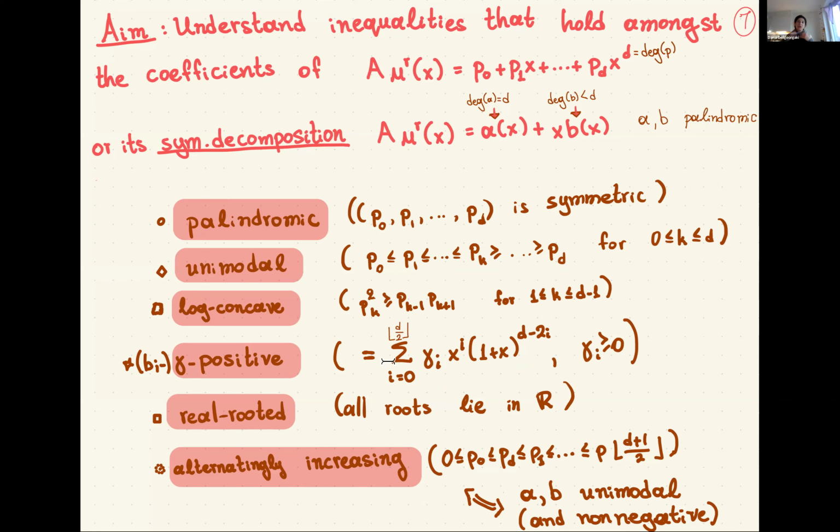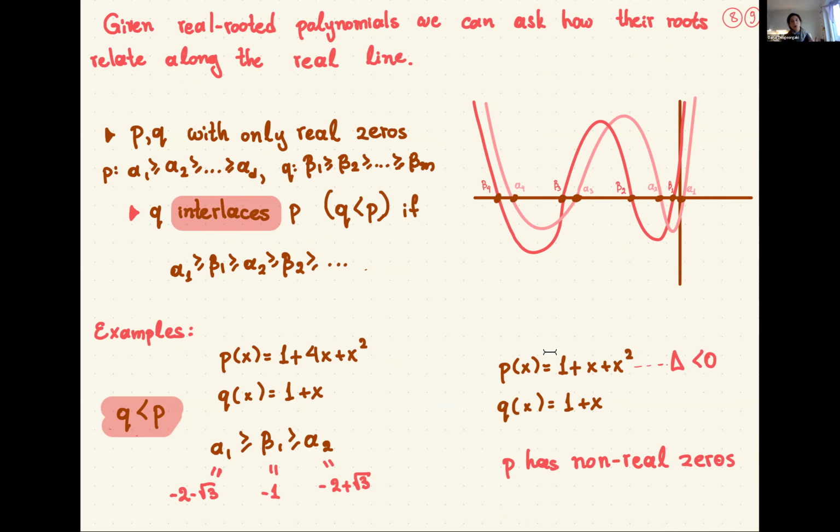If our polynomial is not palindromic, what I can do is look at the symmetric decomposition, the A and the B that always are palindromic, and then try to see if they are gamma positive. And if they're both gamma positive, then we say that our original polynomial is bi-gamma positive, right? So just in case you haven't seen this. Right, so how do we go about proving all these properties?